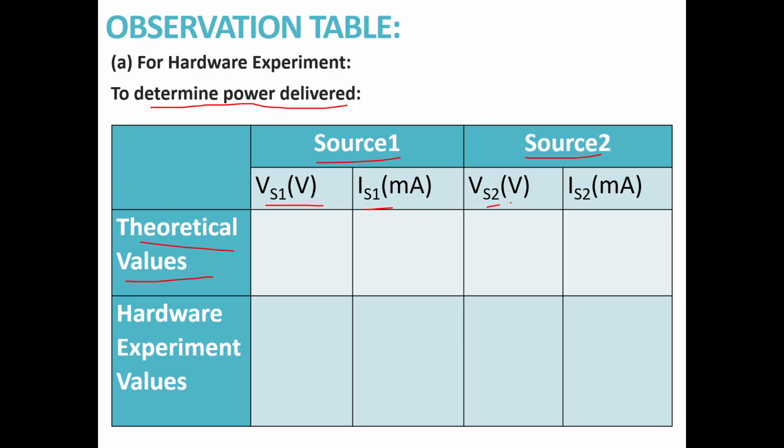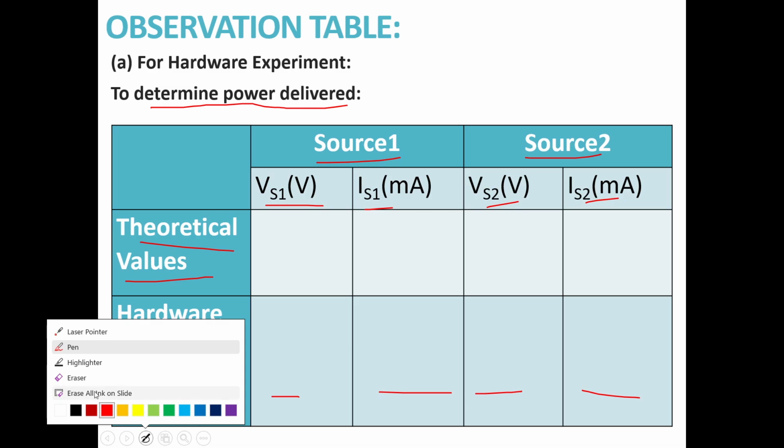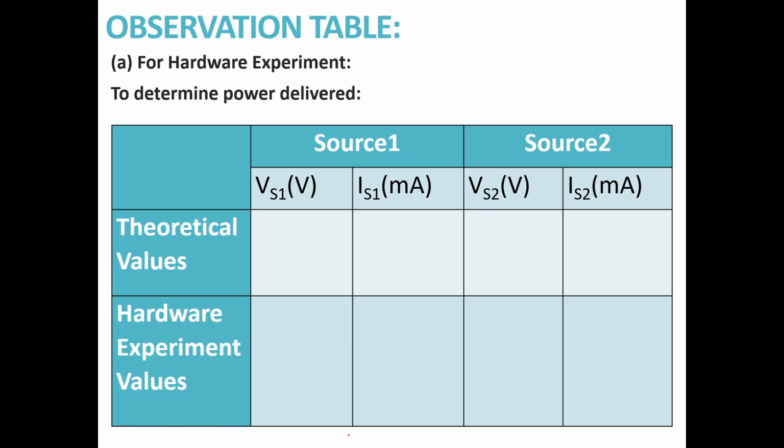and source 2 current. While doing the hardware experiment, write down source 1 voltage, source 1 current, source 2 voltage and source 2 current. Power delivered is obtained from the sources. So this is the table to determine the power delivered. You can pause the video and draw this tabular column in your observation.